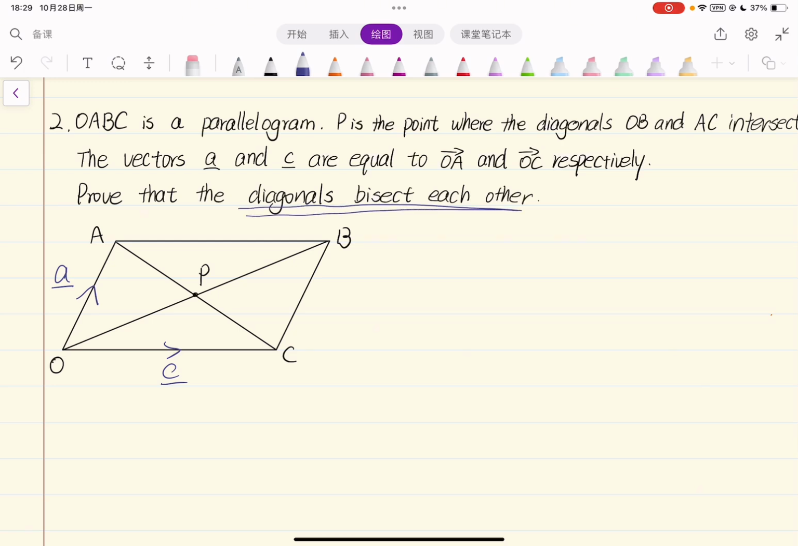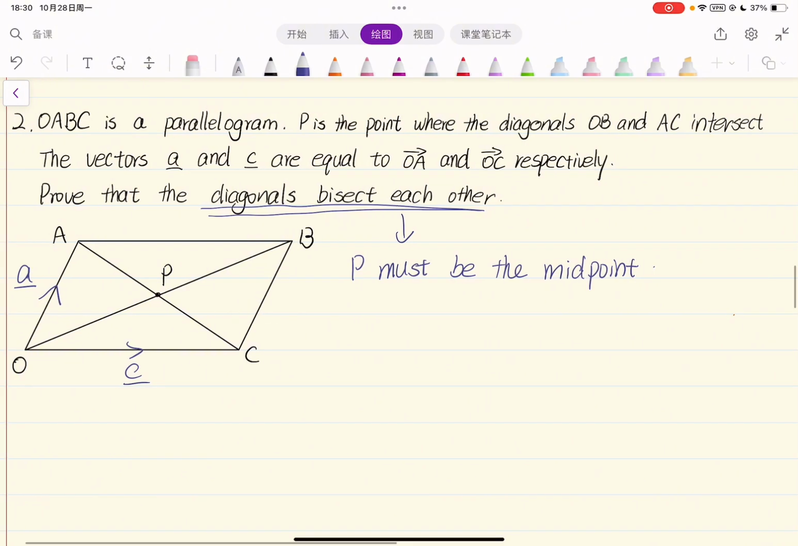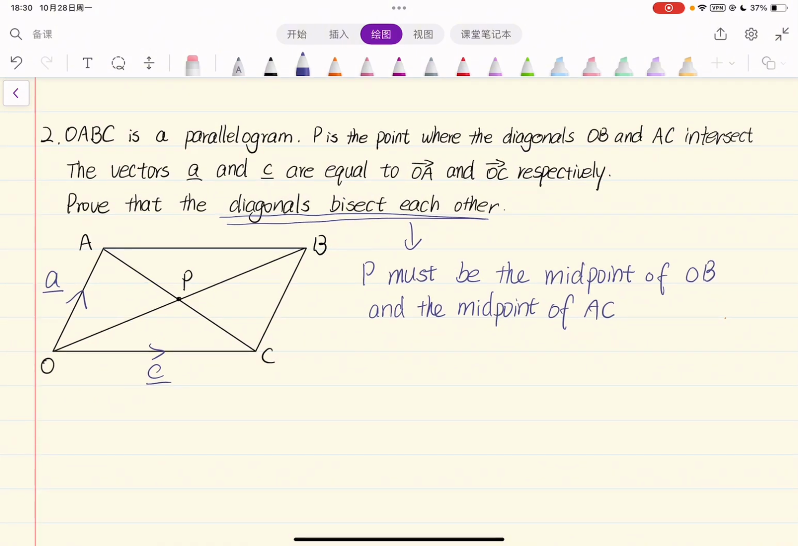So what does it mean? The diagonals bisect each other. It means that the point P must be the midpoint of OB and the midpoint of AC. So we can see OB and AC are two important line segments. So let's try to express the vector OB and the vector AC.